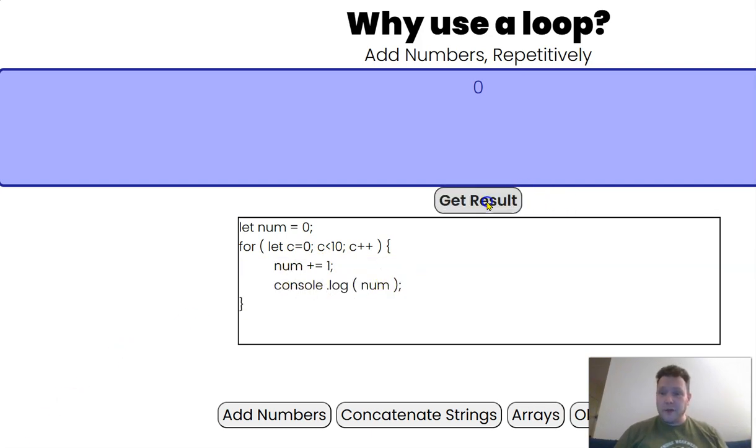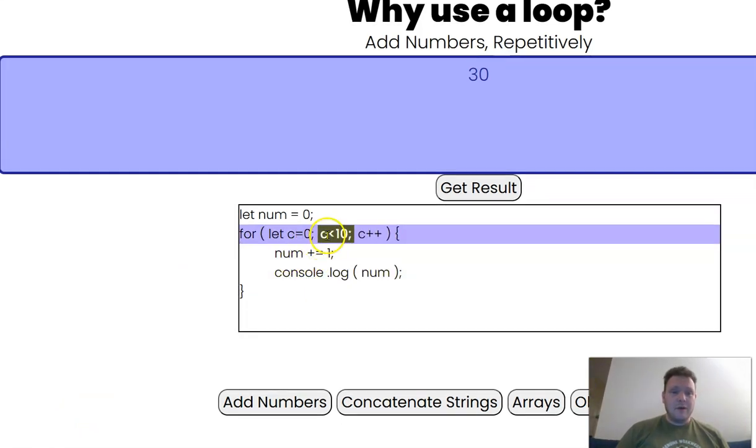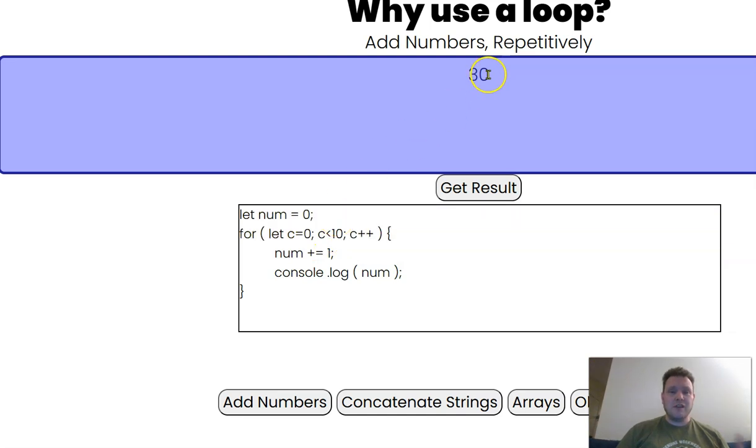So when I click on the button, the result is 10. And I click it again, it's 20 and 30 and so on. What is happening is that 1 is added to the number 10 times, and we're just seeing the result.